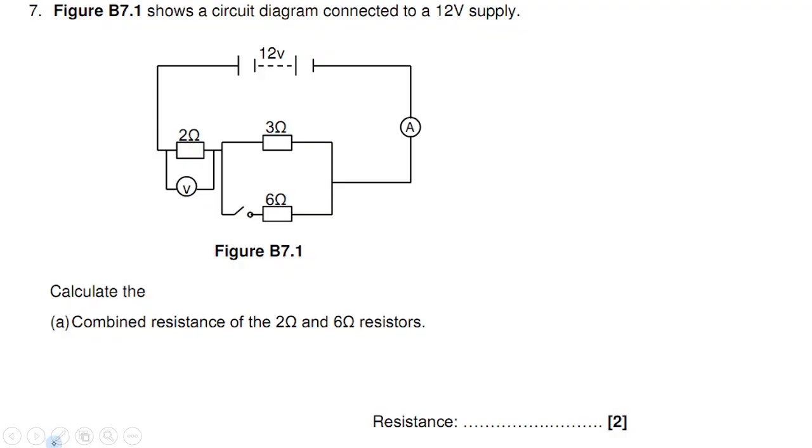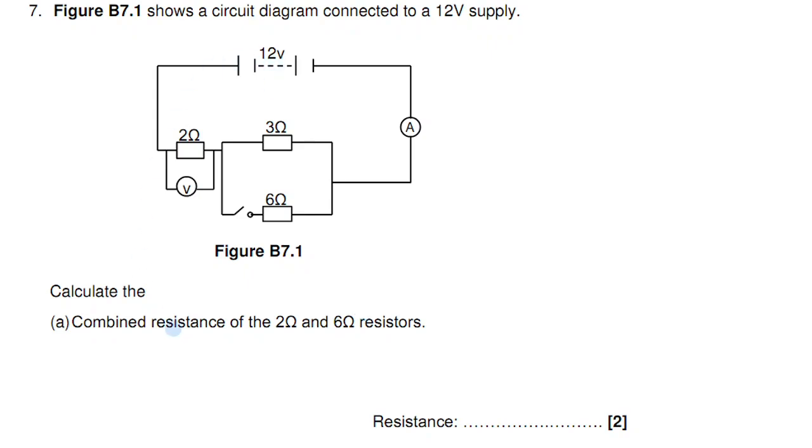So someone sent a question like this one, I think, to be assisted. Figure B7.1 shows a circuit diagram connected to a 12-volt supply. They are saying calculate the combined resistance of 2 ohm and 6 ohm. Here you need to study it carefully.